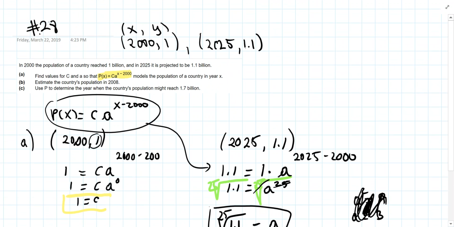Part B now says to estimate the country's population in 2008. So that means I need to find the population, P of X, for X equals 2008.